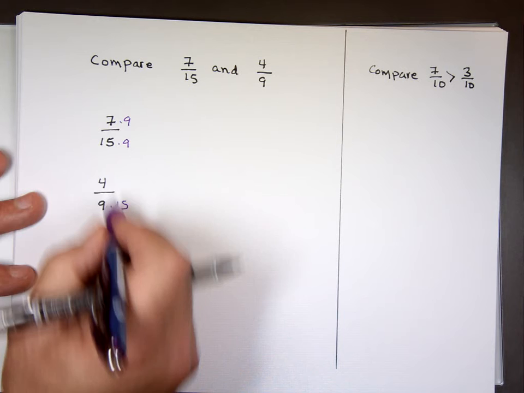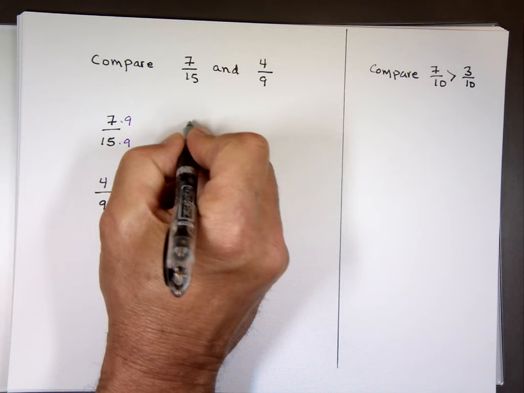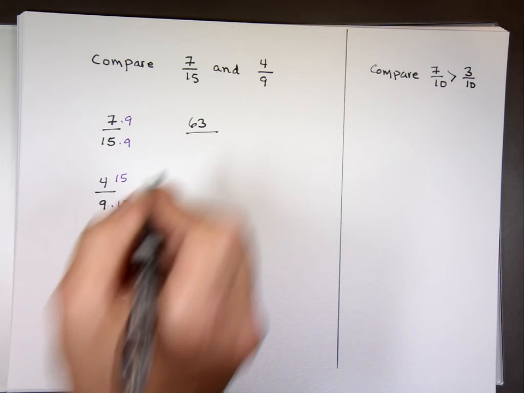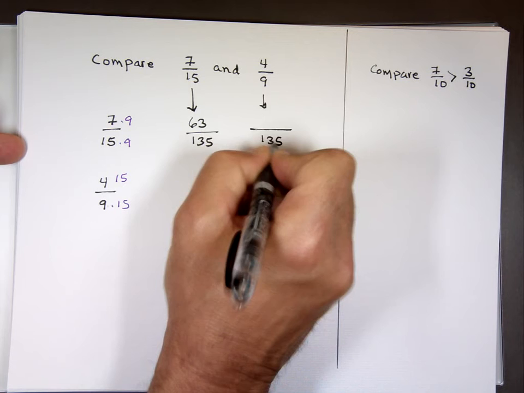So I'll cheat here. There's a calculator I have with me. 7 times 9 is what? 63 over 15 times 9, 135. So this number is actually this. And this number is going to be 60. 4 times 15 is 60.